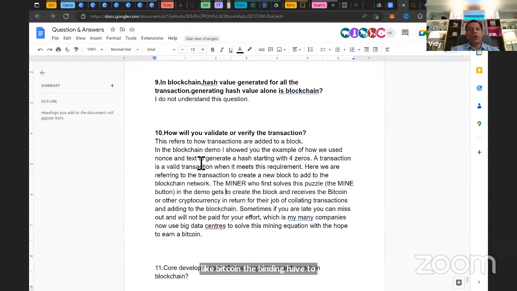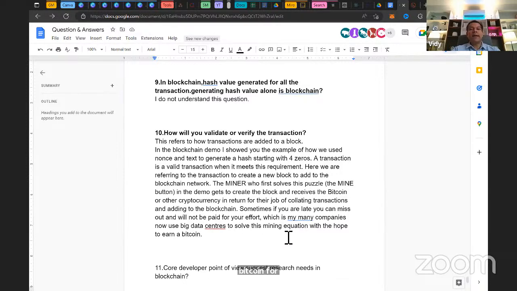And the one who solves this problem is the one who is considered to have verified or validated the transaction, to create a block and add it to the blockchain. And for that, they give Bitcoin in the Bitcoin network. You receive Bitcoin for creating a new block.